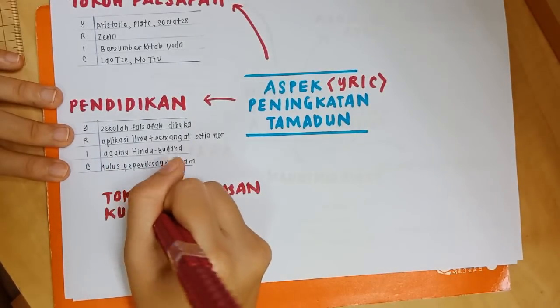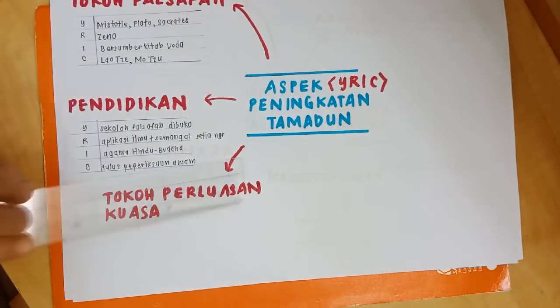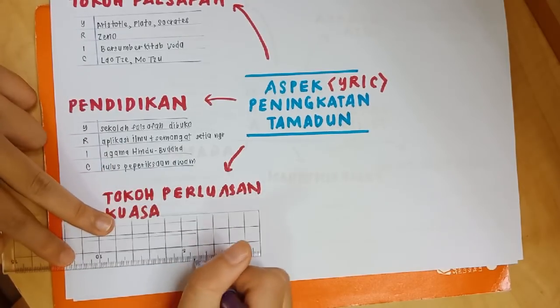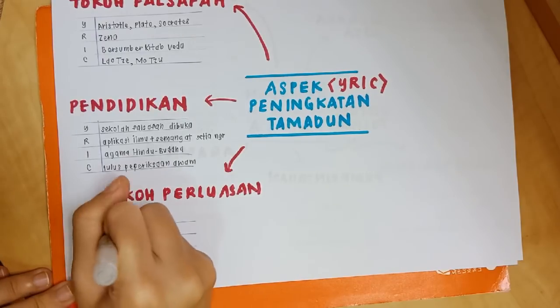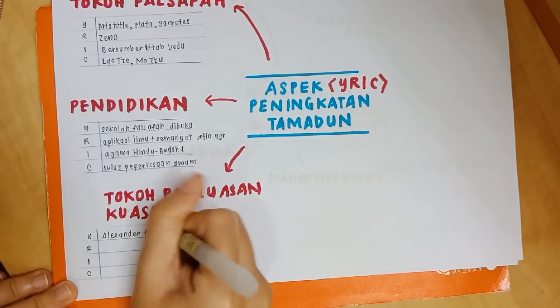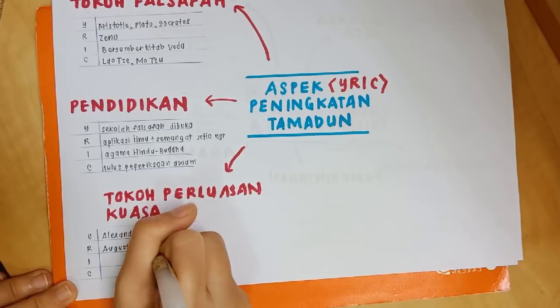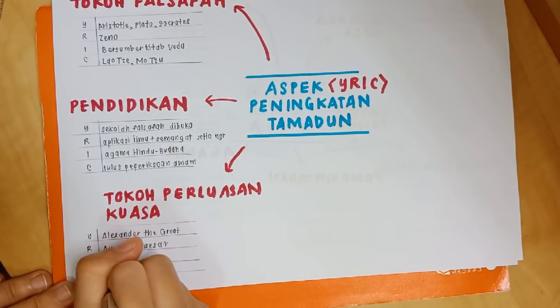The third branch is Tokoh Perluasan Kuasa. And you have to know all the tokoh for each tamadun. So for Yunani, we have Alexander the Great. For Rome, there's Augustus Caesar. For India, Asoka. And for China, we have Shi Huangdi.